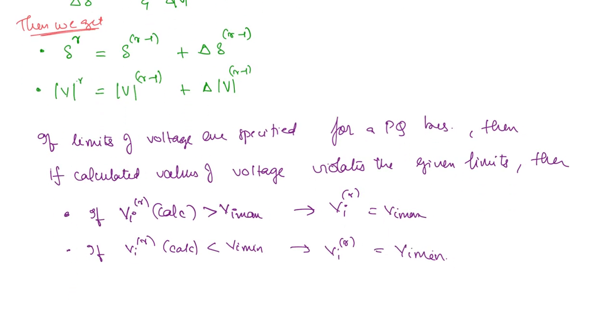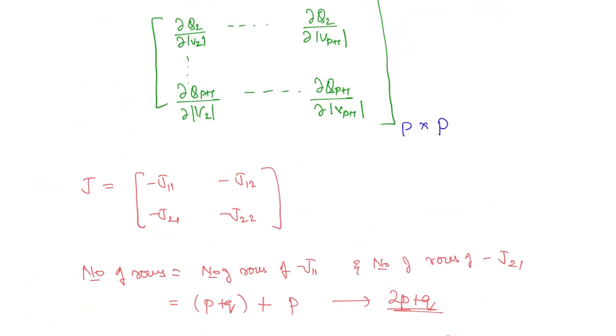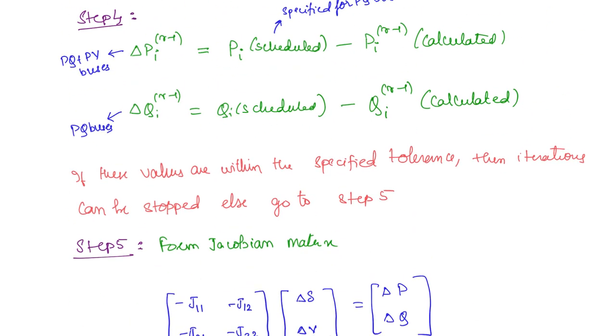step 6 is completed, then we have to go back to step 3 for the next iteration. Okay, so here go back to step 3 for the next iteration. So when will the iteration break? If you remember, in the previous steps somewhere, if these values are within the specified tolerance, then iterations can be stopped, else go to step 5. Okay, so this is how you get out of the iterations.